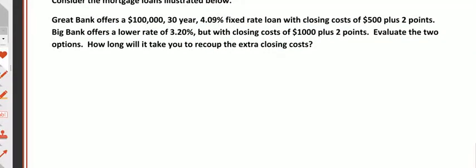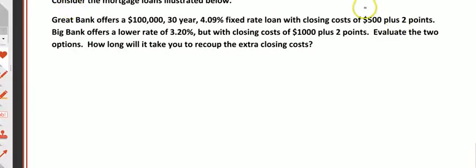So consider another one. Great Bank is offering a $100,000 30-year 4.09 fixed rate loan with closing costs of $500 plus 2 points. Big Bank offers a lower rate of 3.20 but with closing costs of $1,000 plus 2 points. And we want to evaluate these two options and then decide how long would it take me to recoup these extra closing costs. So let's just look at the closing costs.